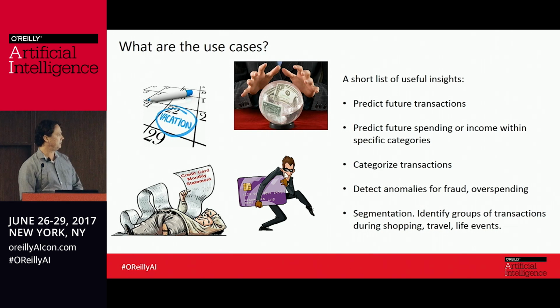So what are some of the use cases for this? Short list, useful insights: predicting future transactions. There are all kinds of marketing use cases around that. Predict future spending and income within specific categories, so you can see how much they're going to spend on utility bills, rent and mortgage. From a product perspective for a company, you can look at what kind of categories they buy and what times a year. And again, you can plug that into marketing.